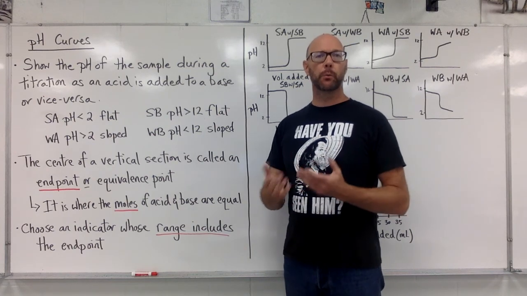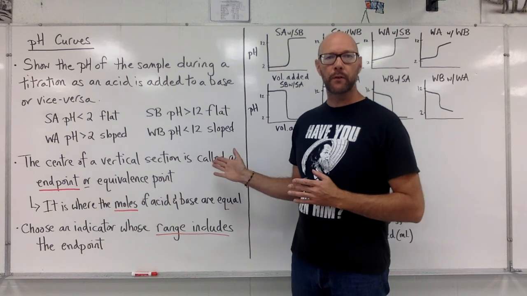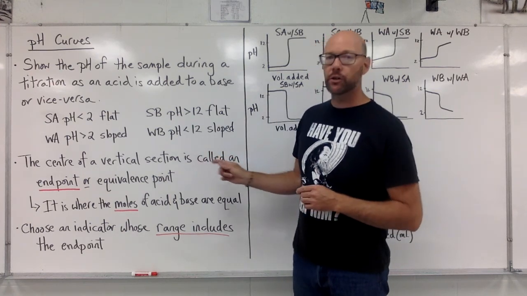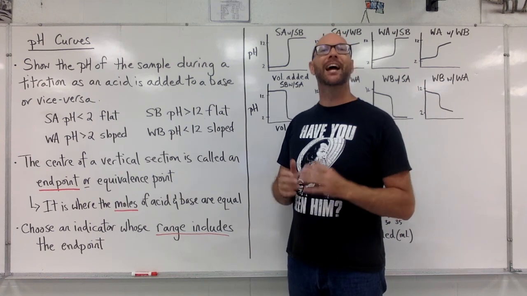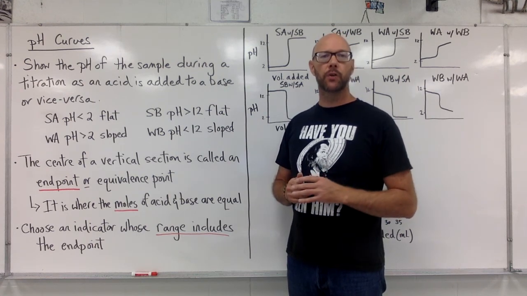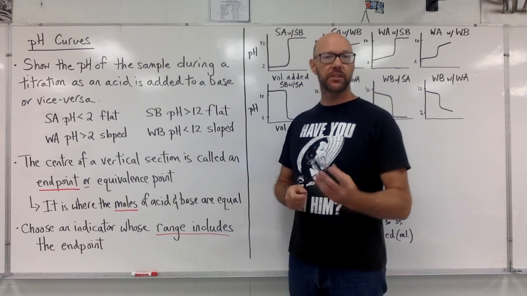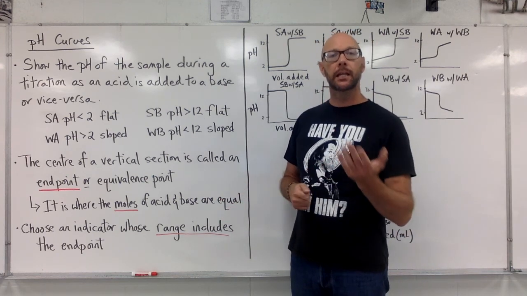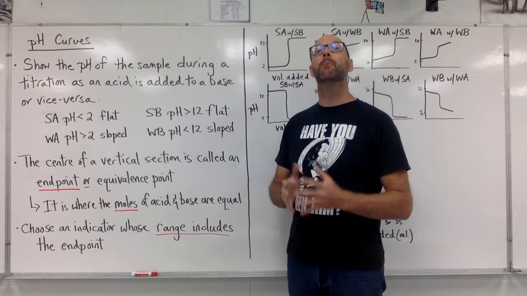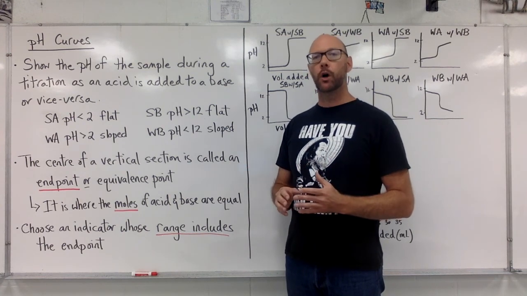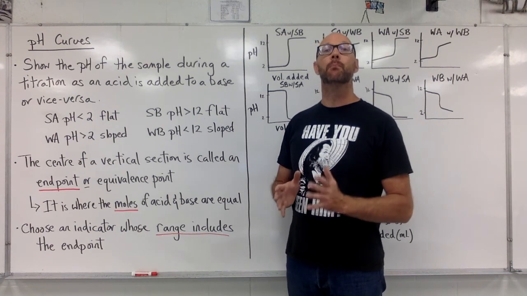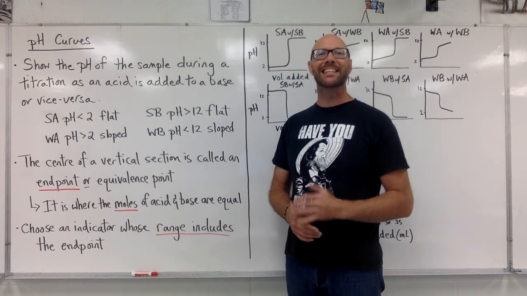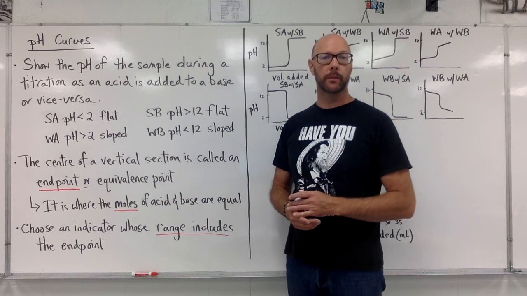All of the scenarios that we're going to encounter are going to have a part of the graph that goes straight up and down. And the middle, the center of those vertical sections, is called the end point. Sometimes it's called the equivalence point. This is the place where the moles of the acid and the base are equal. It's not the volume, it's not the concentration, it's the moles that are the same at the center of the vertical section, at the equivalence point, at the end point.